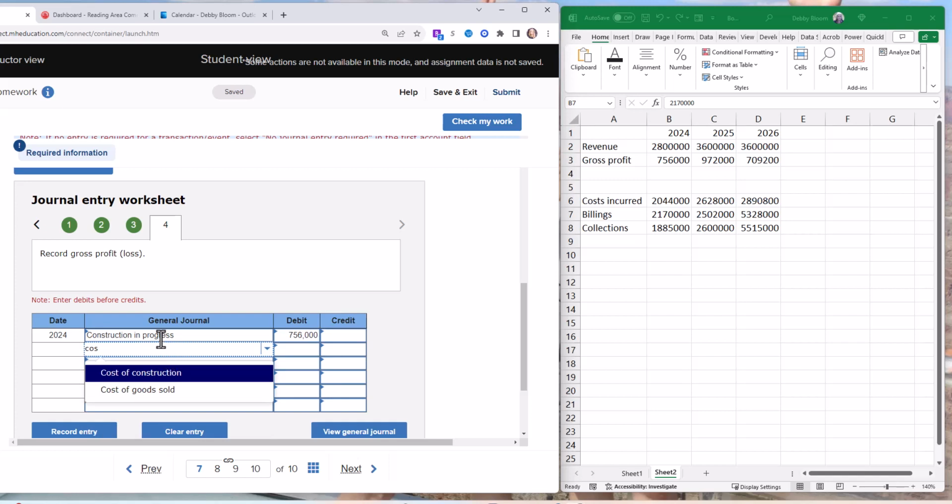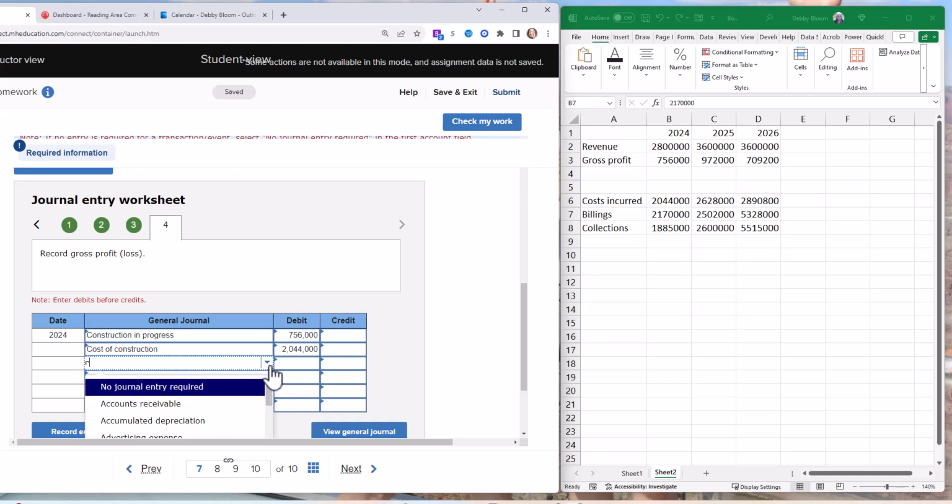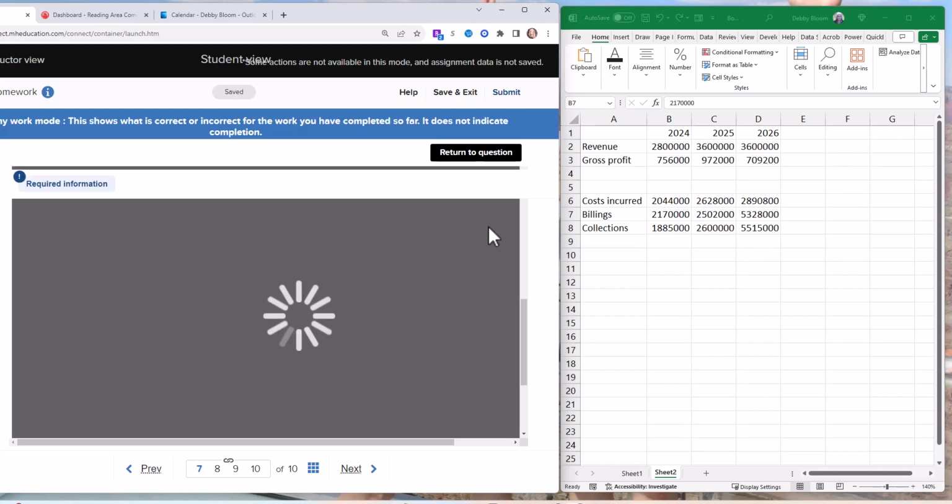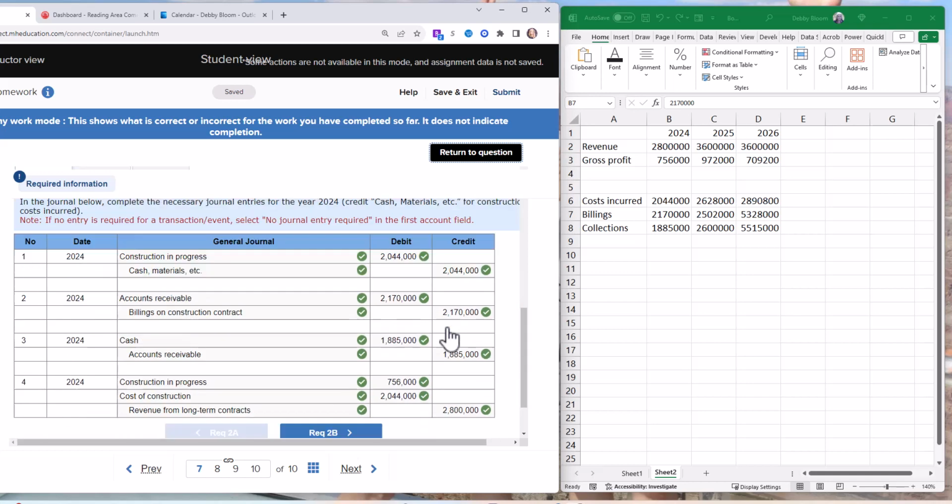Then we're going to debit cost of construction, which is an expense account. So construction in progress is an asset, cost of construction is an expense, and that's going to be for the costs incurred during the year, $2,044,000. And we're going to credit revenue for the total amount of that, because the gross profit plus the cost should equal the revenue. So our revenue we're going to recognize in 2024, we're going to credit revenue from long-term contract for the amount of revenue, $2,800,000. So notice how we've got all of those correct.